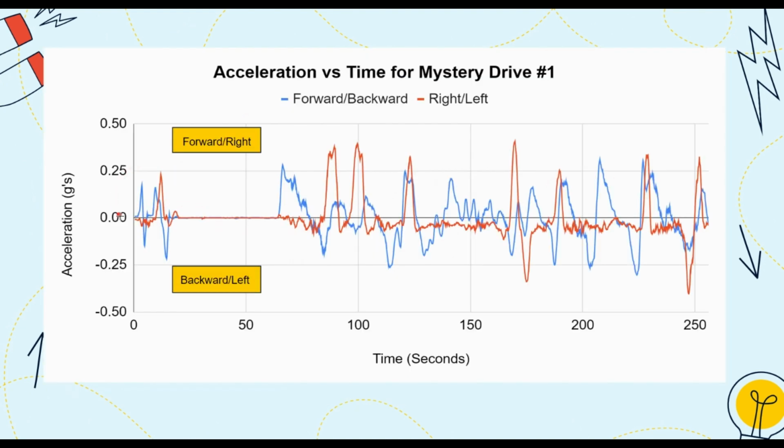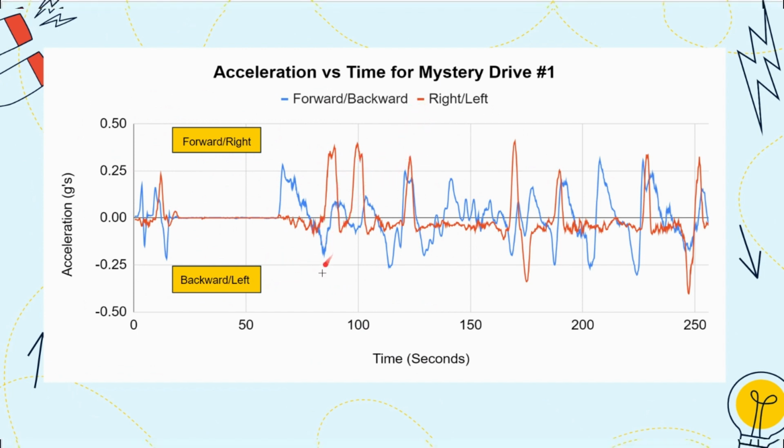So now we've got the graph. Up here, you can see this is labeled forward/right, which means that any peak that shows up in this area is going to be either forward or right, depending on the graph. So, for example, this part here is going to be a moving forward because it's a peak up in this top area, and it's also the blue line, whereas this one would be a right turn because of the red line. Now, the same thing is true down here with backward and left, meaning that the blue line going down here means backward, or stop or slowing down, and red down here would mean a left turn.